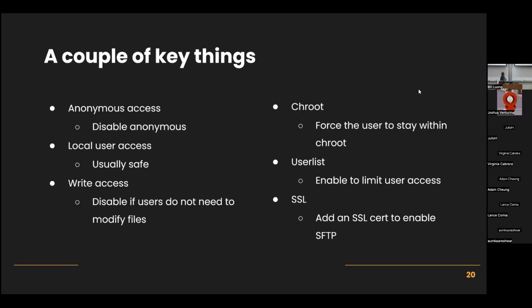User list is if you don't necessarily want to just have anybody who is a local user access it, you can enable a user list, a whitelist, to allow people or a blacklist to deny people. And then finally, you also have the option to turn vsftpd, which is by default an unencrypted FTP server, to an SFTP server just by adding an SSL cert. Now, for anybody who has installed an SSL cert on computers, this can be a little bit annoying sometimes, but it is definitely worth it for the little bit of extra security that it does provide.